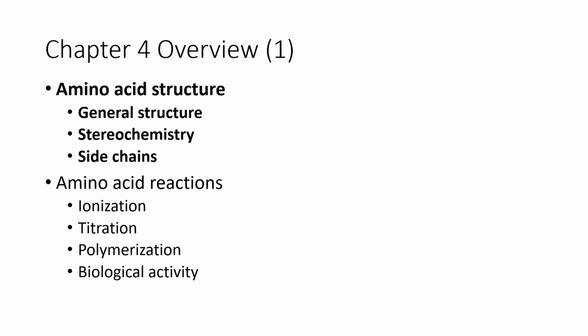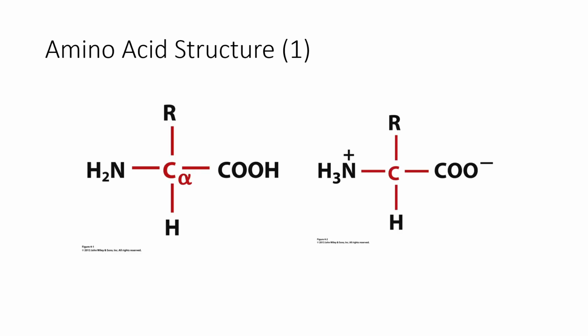So this chapter we're going to break up into two different parts. The first part is going to be talking more about amino acid structure. We're going to talk about the general structure of an amino acid, as well as how the stereochemistry works there, and then we're going to discuss the side chains of each of the physiologically relevant amino acids. In the next lecture, we're going to talk more about the reactions that the amino acids can undergo.